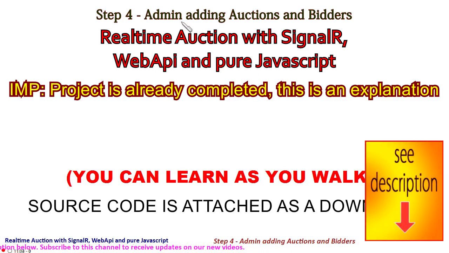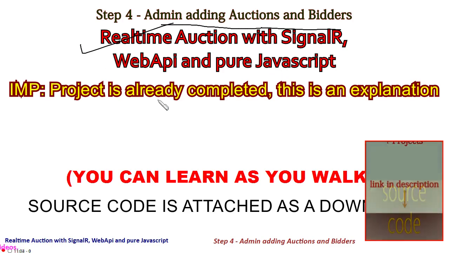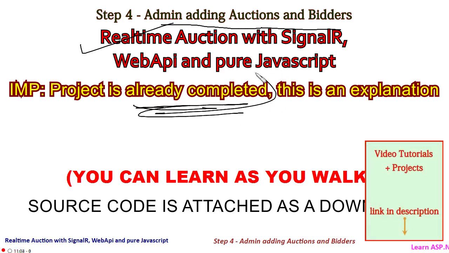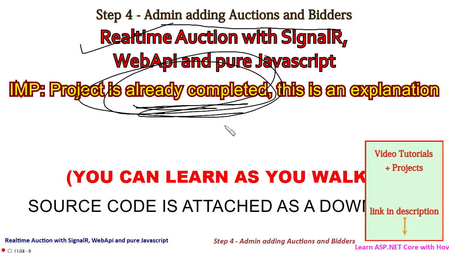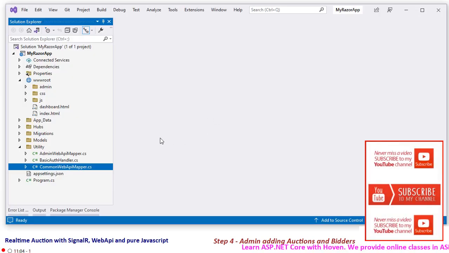Now we learn about the various items of the admin part, admin adding auctions and bidders. This is the project, real-time auction, and it is already completed. This is very important because I am just explaining so that you can find your way.